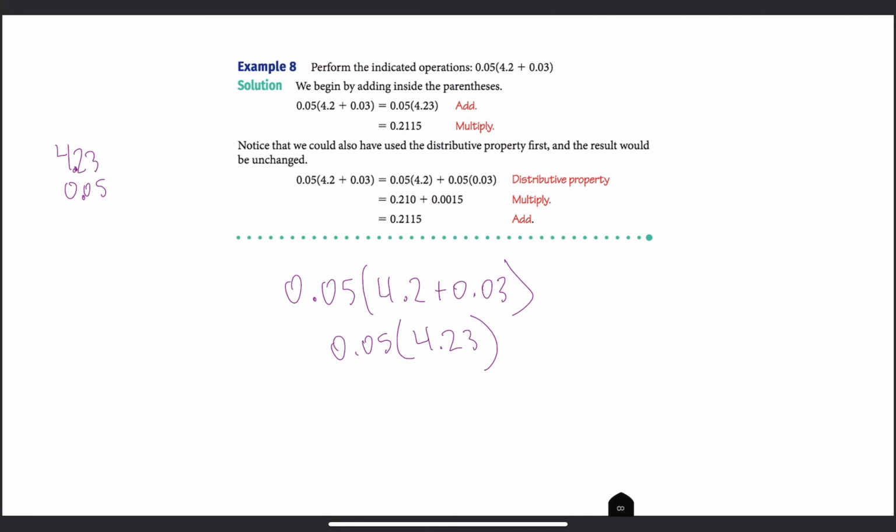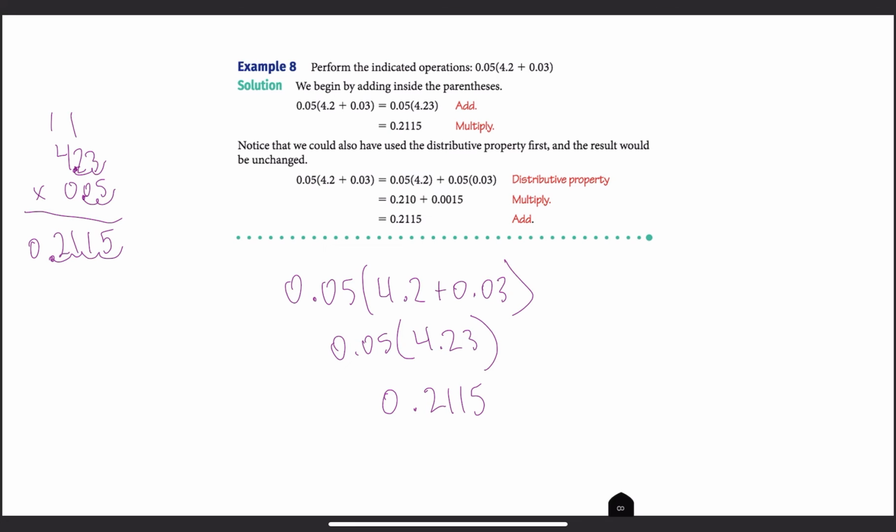So I have 4 decimal places in my factors, so I'll have 4 decimal places in my product. 5 times 3 is 15. 5 times 2 is 10, and 1 is 11. 5 times 4 is 20, and 1 is 21. And then I've got to move this decimal 1, 2, 3, 4 places in, and add a leading 0. So this is 0.2115.